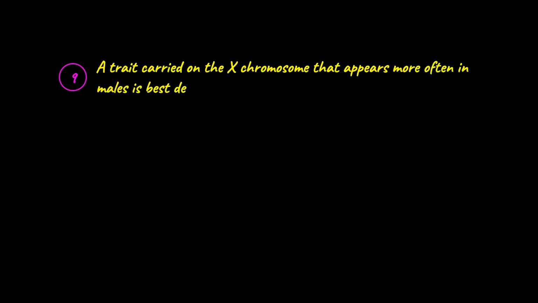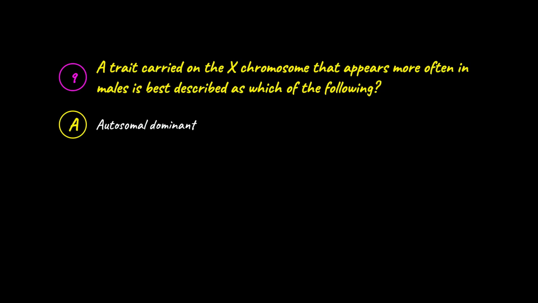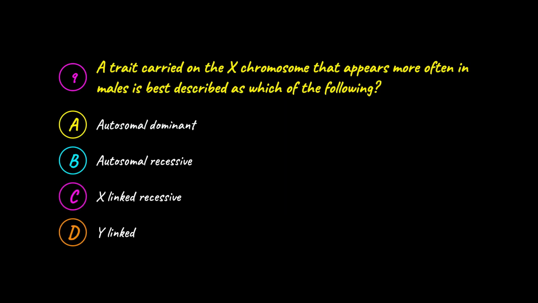Question 9. A trait carried on the X chromosome that appears more often in males is best described as which of the following? Your options are A. Autosomal dominant, B. Autosomal recessive, C. X-linked recessive, D. Y-linked. Which one is it? Pause the video if you need more time.